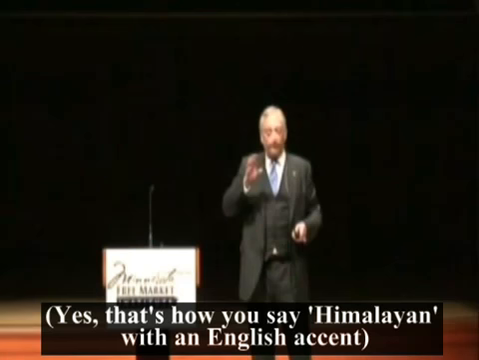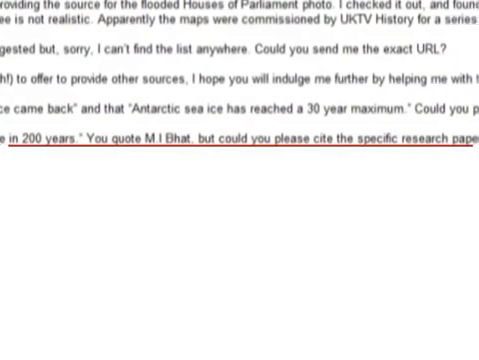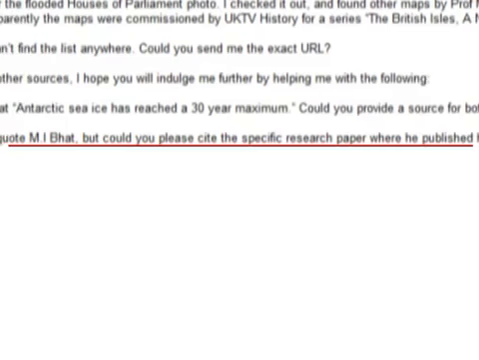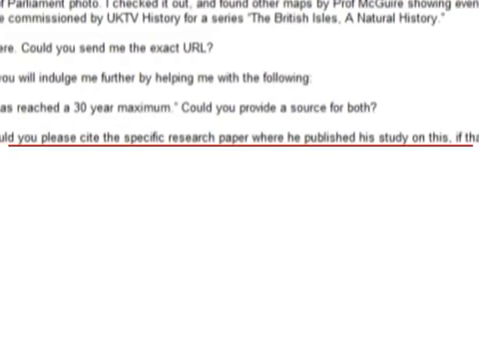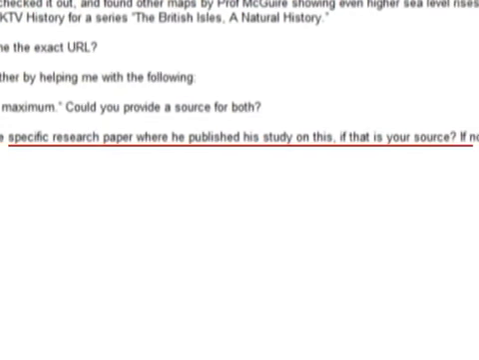We've heard a lot about Himalayan glaciers since the IPCC made that horrendous bungle predicting their disappearance by 2035. Lord Monckton says there's been no sign of change for 200 years, and none of the glaciers are even retreating, except one, and that's because of local geological instability. But once again, Monckton tells his audiences this without citing a source, except for someone called Professor Bhatt. So I wrote to Monckton to get his source. You quote M.I. Bhatt, but could you please cite the specific research paper where he published his study on this, if that is your source? If not, what was your source?